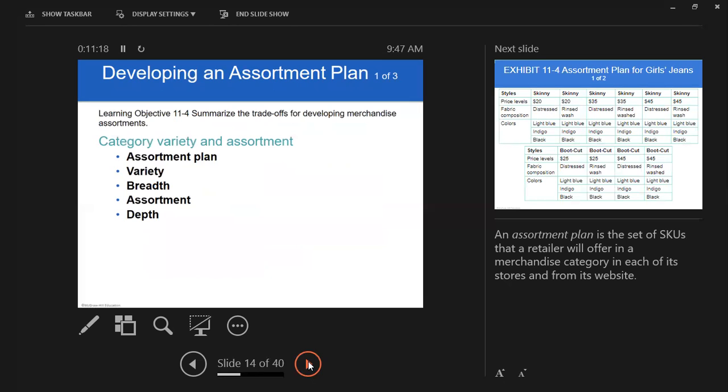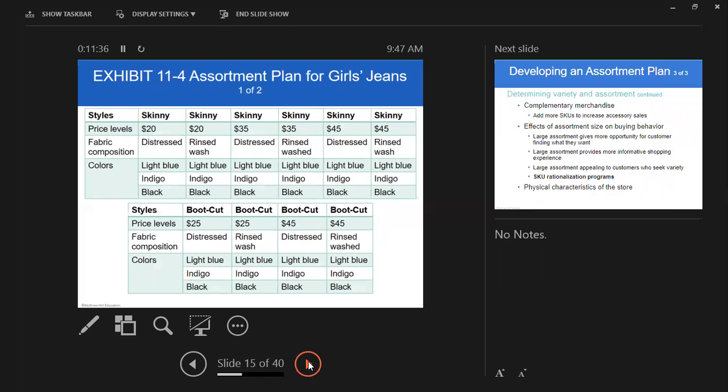Okay, so in terms of the variety of product, variety and assortment, you need to have your assortment plan, the variety of product that you want to offer: the breadth, the assortment, and also the depth. So let's look at the assortment plan for girls' jeans here. You have the styles, skinny, the various price levels, and then fabric composition, several types of fabric composition, and the different types of colors that you're offering.